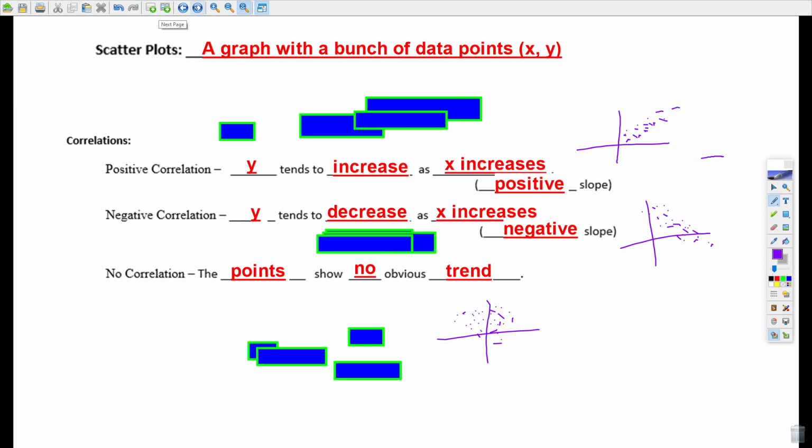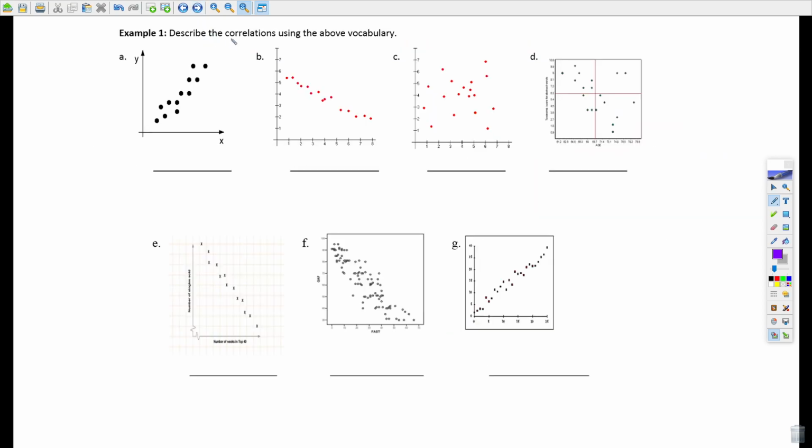The first thing we're going to do is just look at a bunch of scatter plots and identify whether it's positive, negative, or no correlation. So describe the correlations using the above vocab. So if you look at this, this is definitely going up and to the right. This is going to be a positive correlation. This one's going downhill. This is negative. Don't think I have to spend too much time on this. It's pretty easy, and I hope you've seen something like this before. C is definitely a no correlation, or you can say there's none. I'm going to say no correlation.